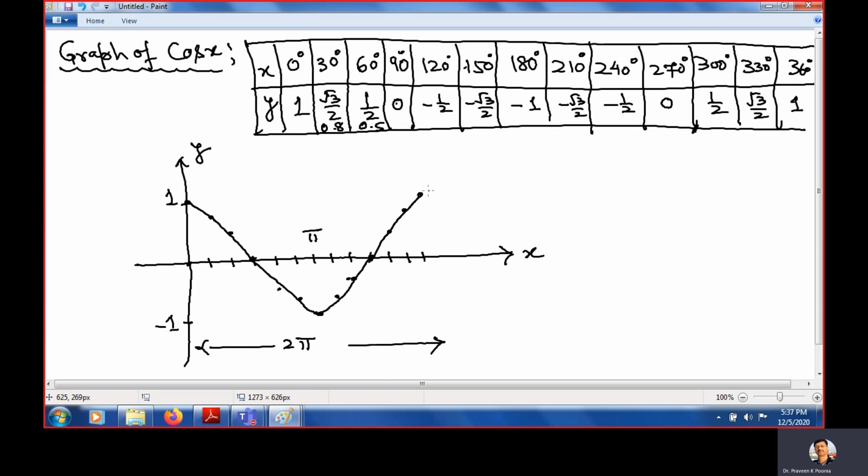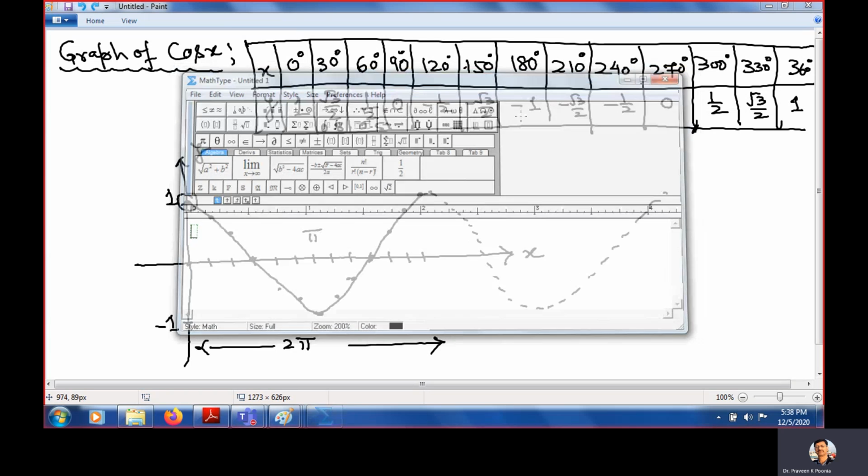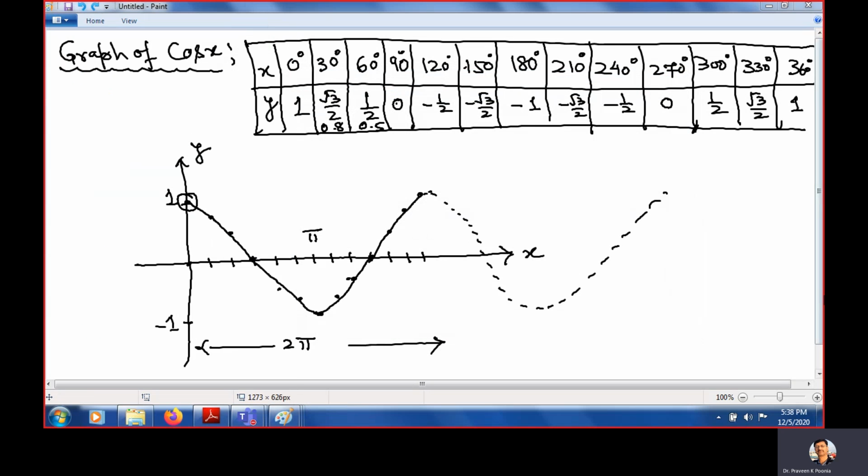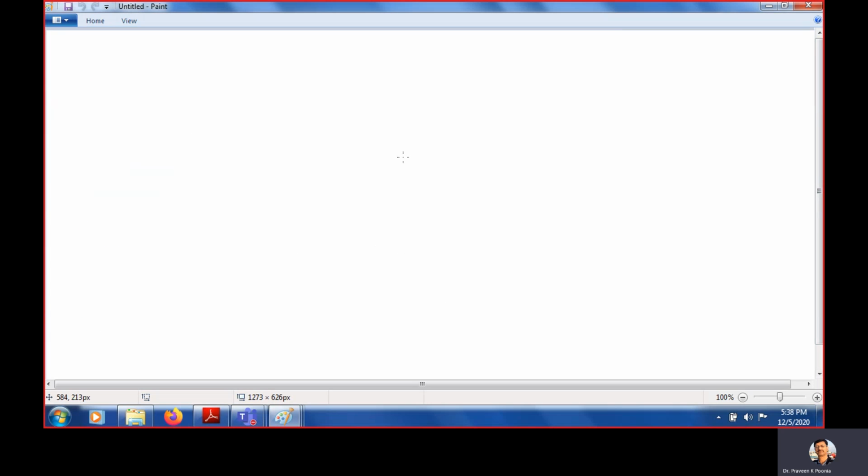And if you draw the graph, then it will come down again like this one. Like this sin x. Only the difference is it is starting with 1. Sine is starting with 0. So it is cosine x. Okay. So this is also a periodic function. Why periodic? Because all values are repeating for every 2 pi interval.